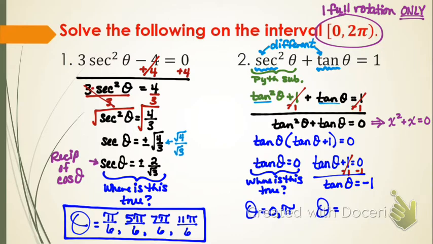Yeah. All of my over 4s are where it reduces to either 1 or negative 1 for tangent. Which ones of those give me negative 1? Yes. 3 pi over 4, 7 pi over 4.